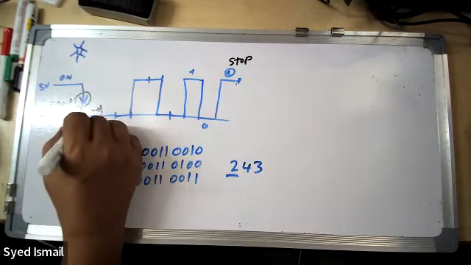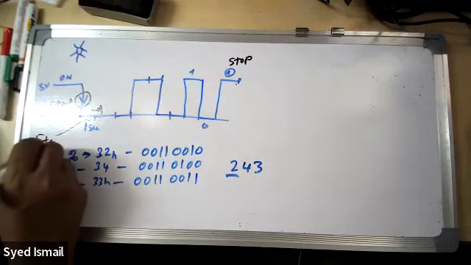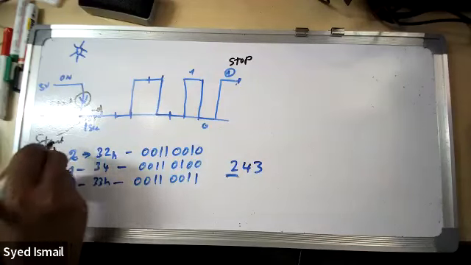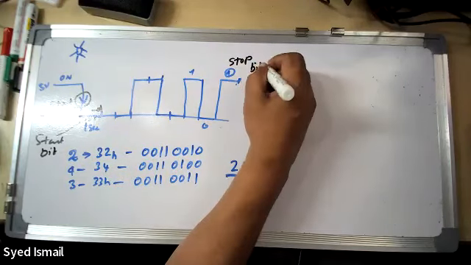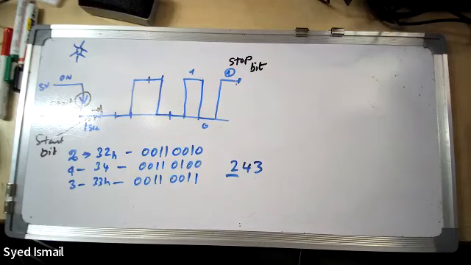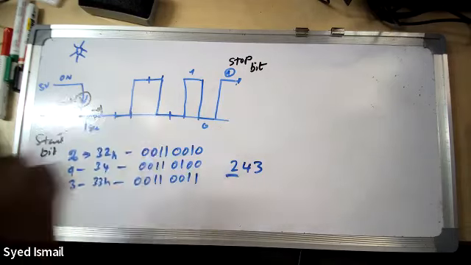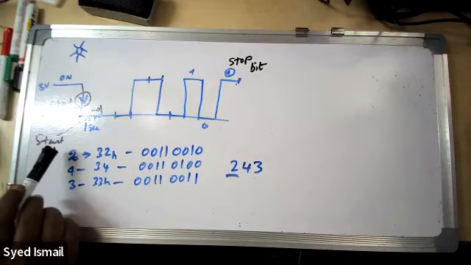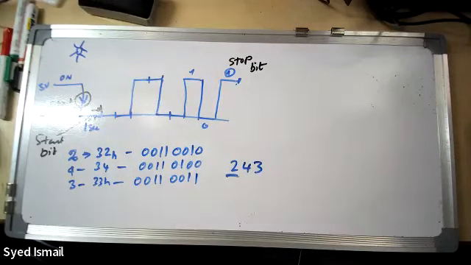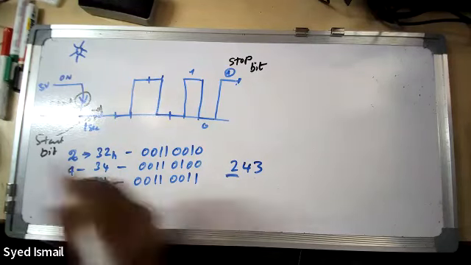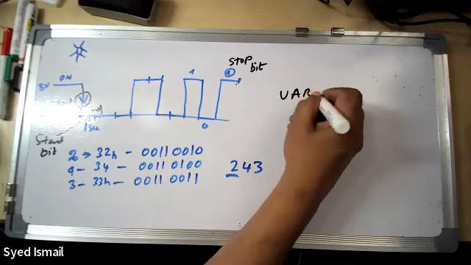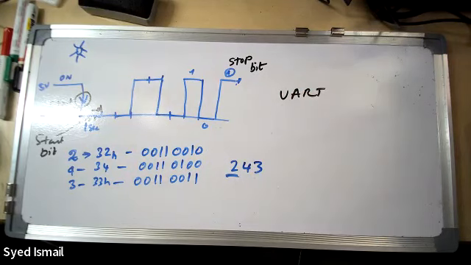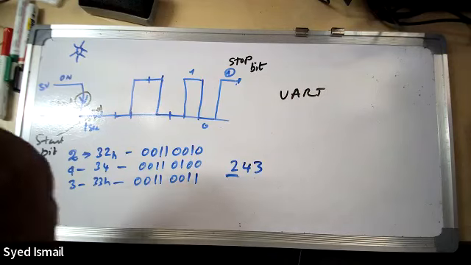This bit is called start bit, and this bit is called stop bit. And this is a data bit. So you'll have 8 data bits right now, with 1 start bit and 1 stop bit. And this is called the serial transmission, or what you call UART, Universal Asynchronous Receiver Transmitter. Why is it asynchronous? We'll come back afterwards.